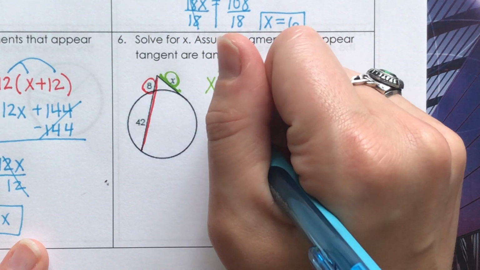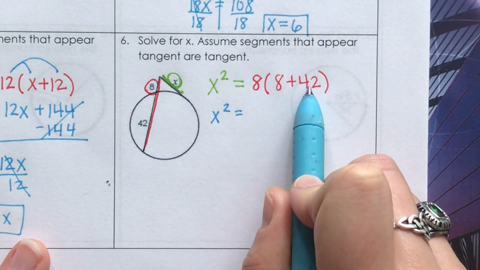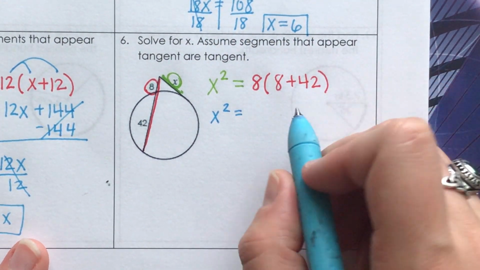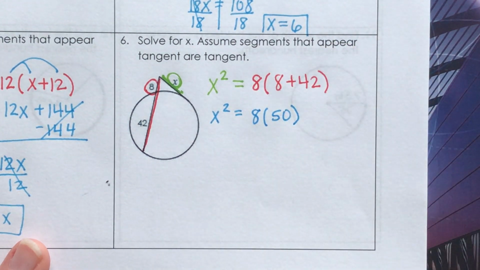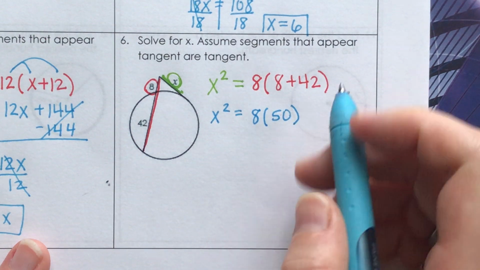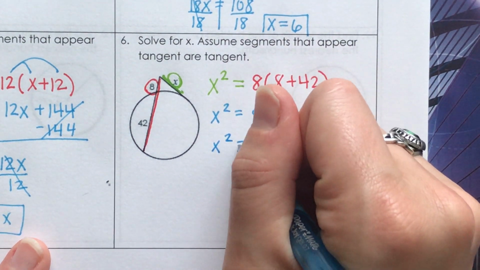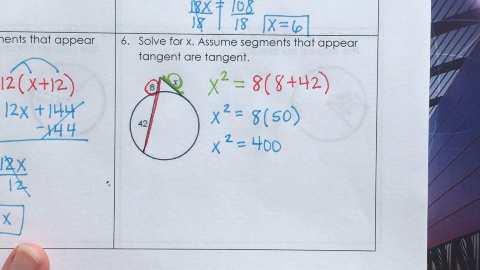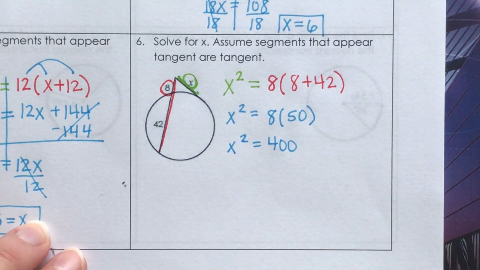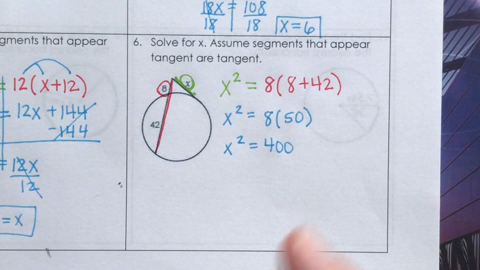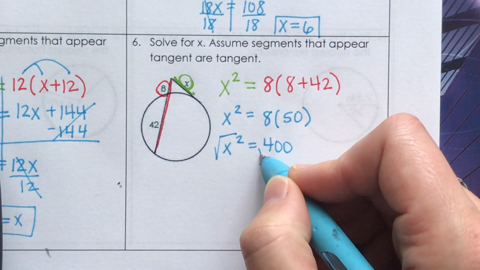So I've got x squared equals, I can add these two together first because they're in parentheses. So 8 plus 42 gives me 50. I multiply 8 times 50 and I get 400. Now I've got x squared equals 400. I want to get the x by itself. To get rid of a squared, we square root.